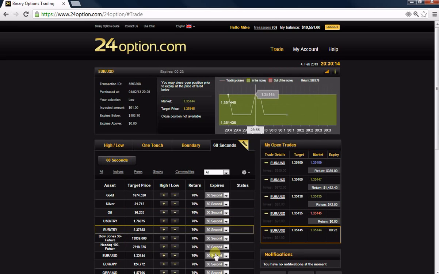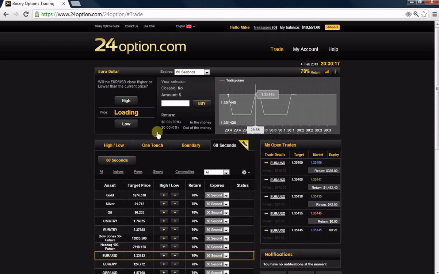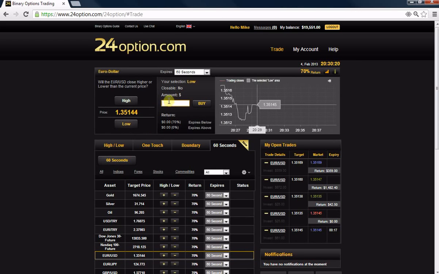We're gonna want to go to the Euro US dollar again, hit low, go with $25 again. Now it may tie. Regardless, okay, it looks like we're going to win this one. We're going to continue with $25. Okay, we won that $61, so we got our $17. Here again, our balance, $19,654.